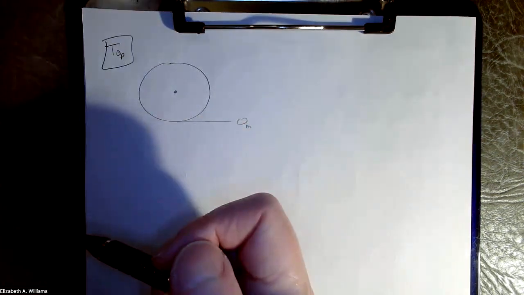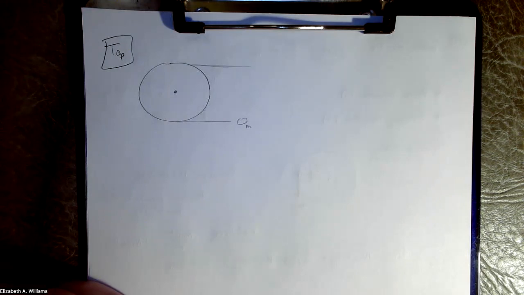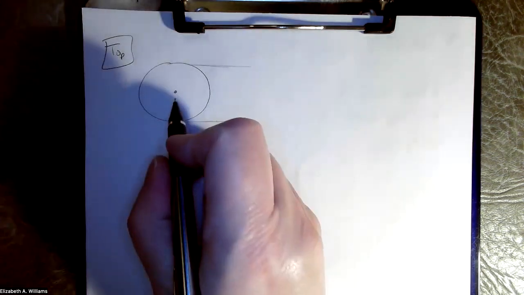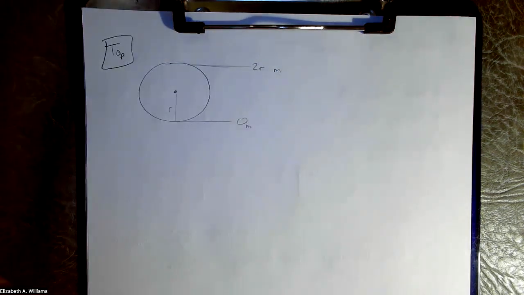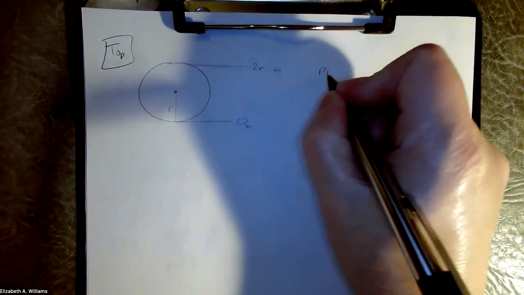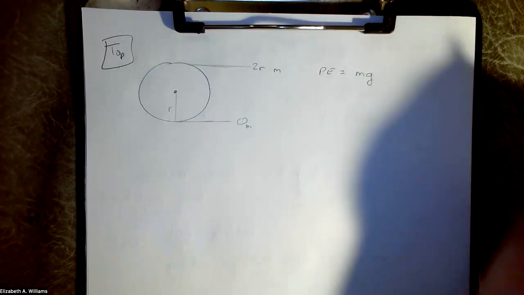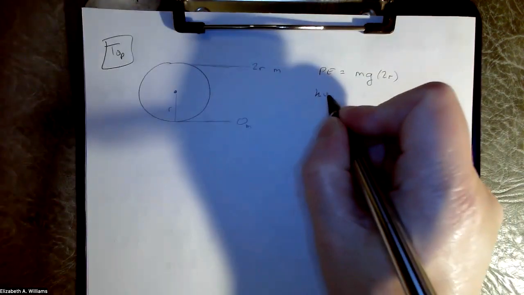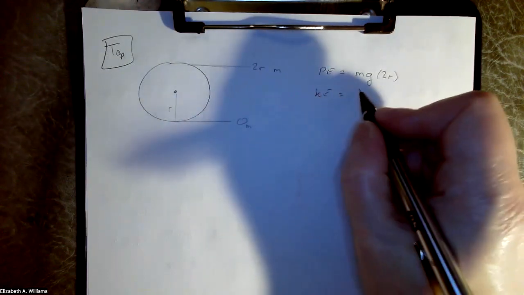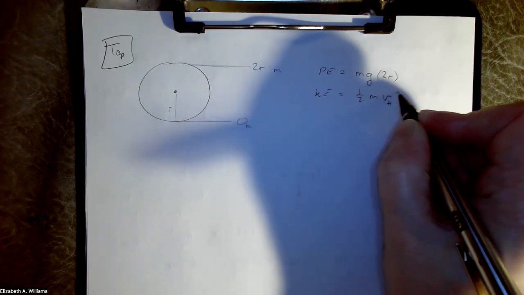And I mean, it doesn't ultimately matter, but it can save you some faff and headache if you choose wisely. So at the top, the radius was r, so that's going to be a height of 2r meters up at the top. So your potential energy at the top is going to be mass times gravitational acceleration times the height. And your kinetic energy at the top is going to be 1/2 mass times velocity at the top squared.